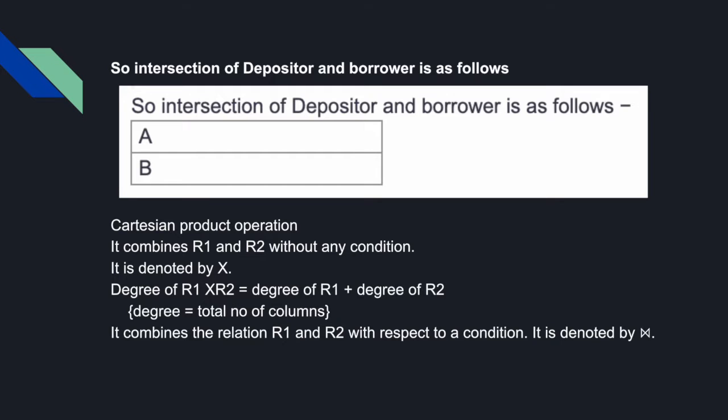As the intersection of depositor and borrower is A and B, we have taken the Cartesian product operation. It combines R1, which is relation 1, and relation 2 without any condition. It is denoted by X. Degree of R1 X R2 is equal to degree of R1 plus degree of R2. Basically, degree is the number of columns that we have in our table. The join combines relation 1, R1, and relation 2, R2, with respect to a condition, and it is denoted by this symbol, which you can see right here.